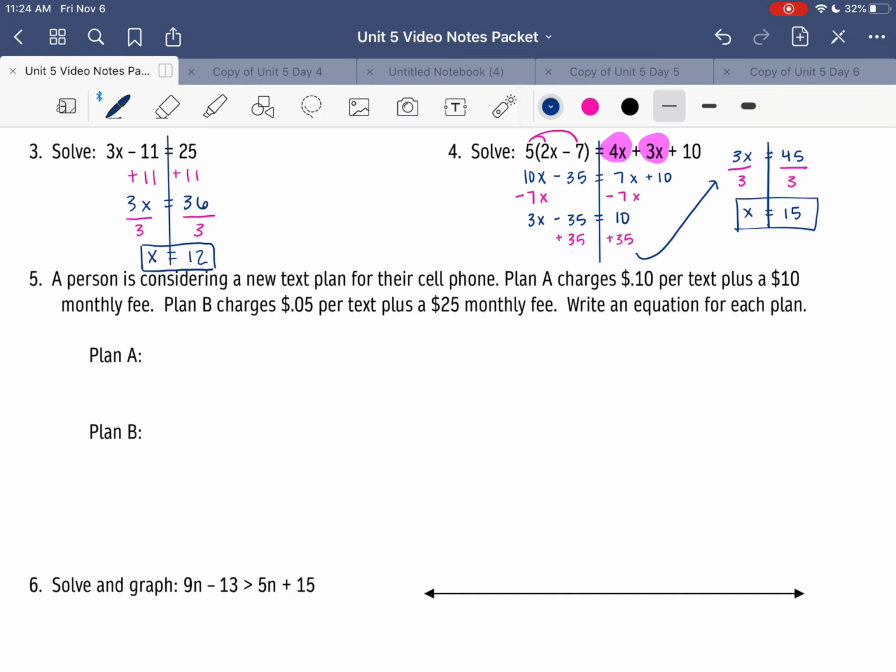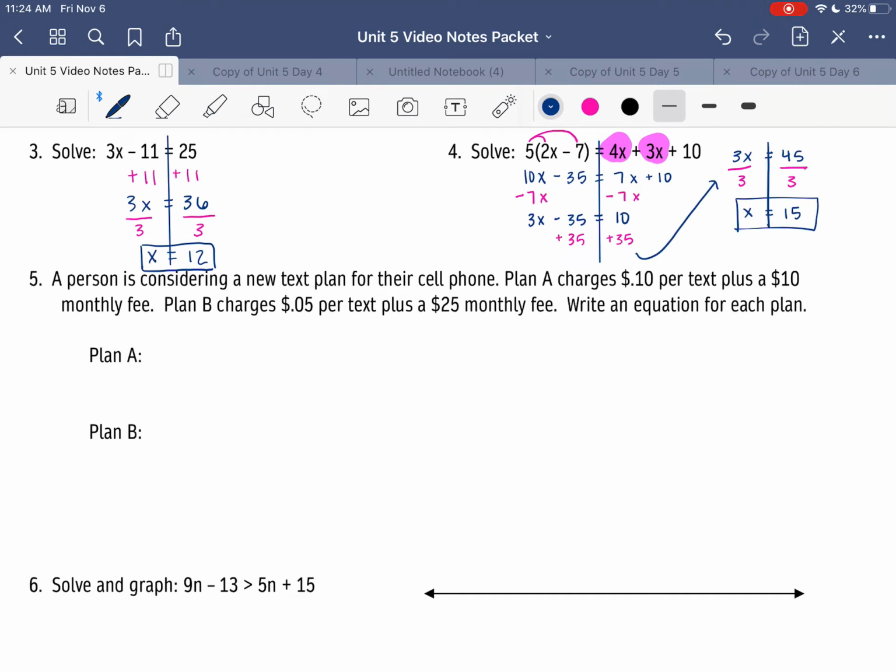So our plan A, these are actually going to be more expressions. We'll set these as expressions because we don't know how many texts they're going to send, which means we won't be able to figure out how much they're going to spend in total.